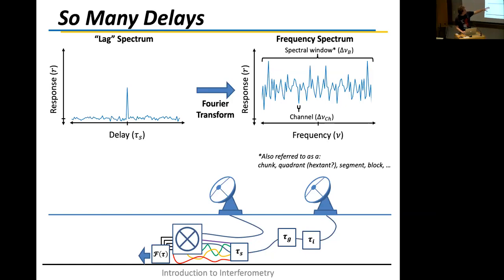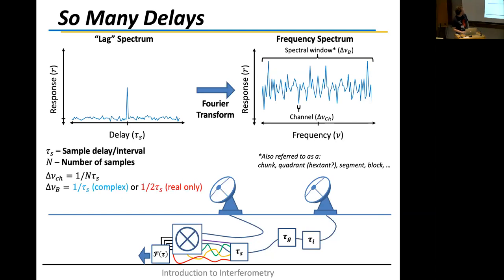A couple of different terms here. Spectral window is the entire set of frequencies that we have access to. Here at the SMA, we refer to it in a couple of different ways: chunk, quadrant, segment, block. All of those things, unfortunately, refer to the same thing. And then a channel is basically a single frequency value inside a spectral window. The bandwidths for those two things are set by the number of different sample delays that you measure in the lag spectrum and what the spacing of those lags is.